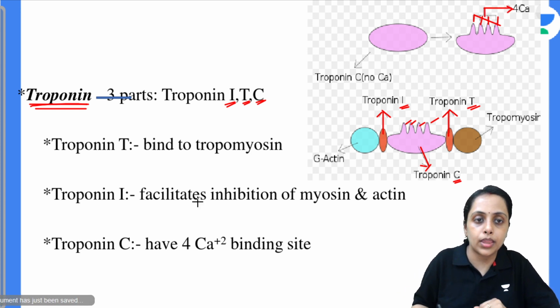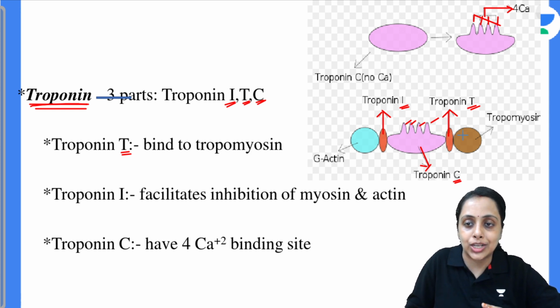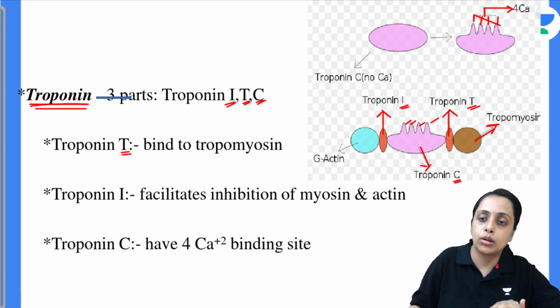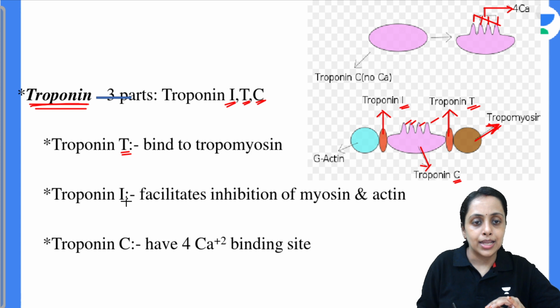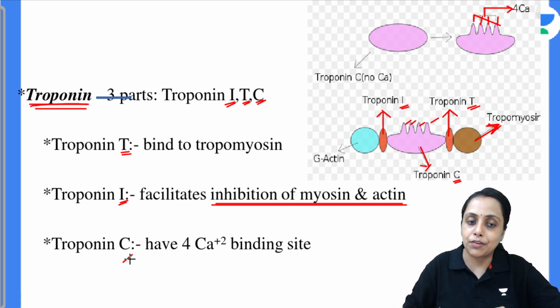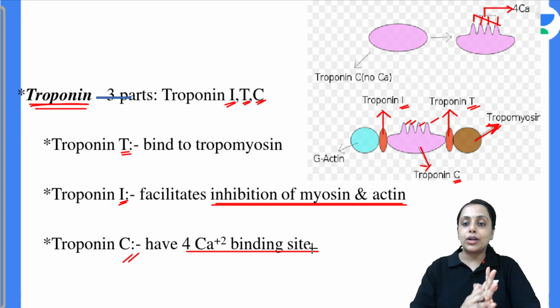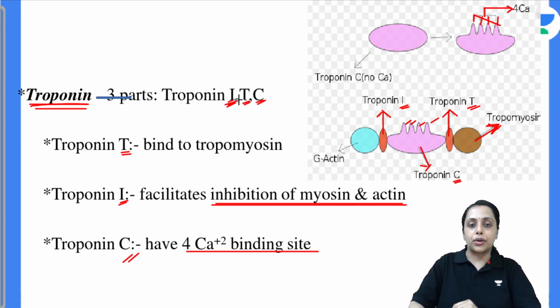Okay. First coming to troponin T. This is the component of troponin where our tropomyosin interacts. Okay? Troponin I, what does it do? It inhibits actin-myosin interaction. And troponin C, we already discussed, consists of four calcium binding sites. So do remember, troponin consists of three parts: troponin I, troponin T, troponin C.